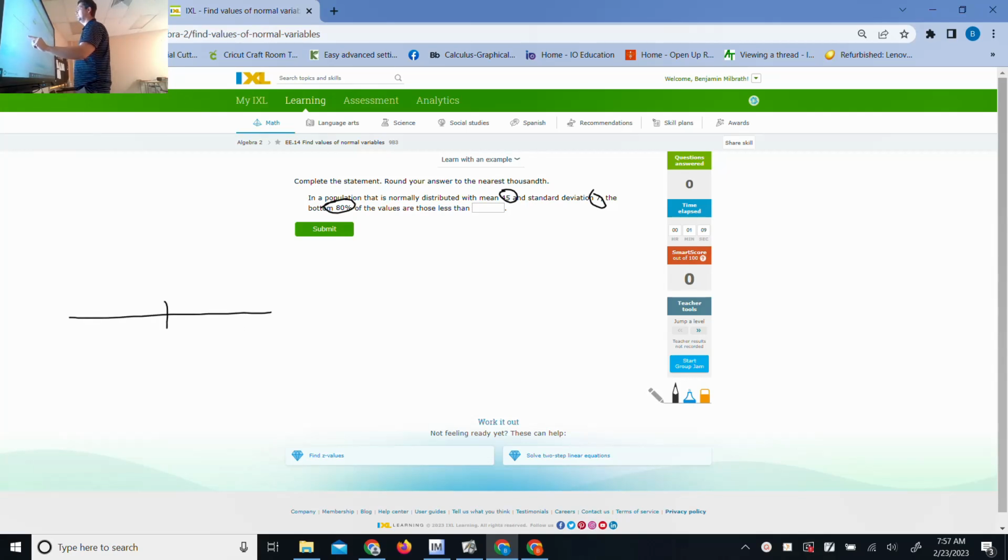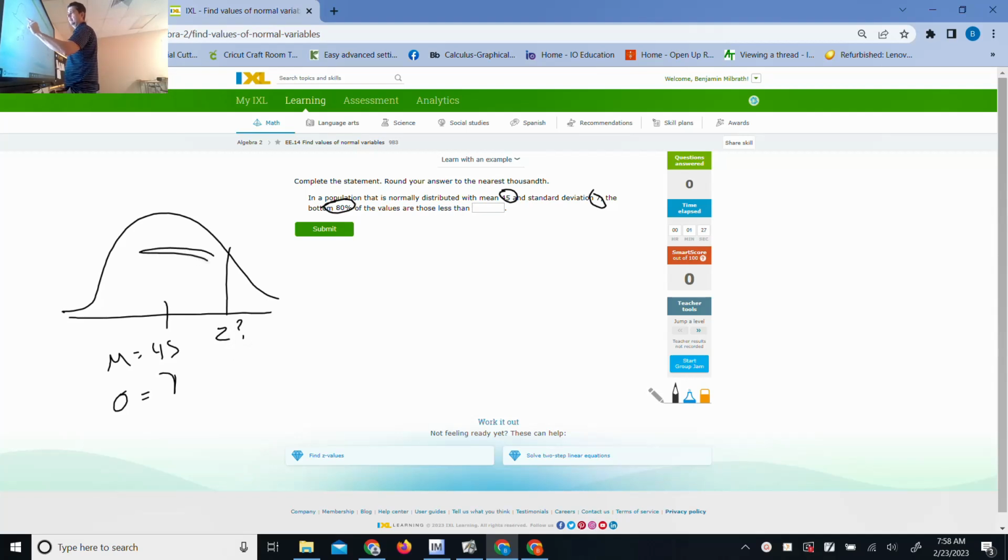So here's your mean in the middle, it's 45. Your standard deviation, sigma, is 7. And you're finding the bottom 80. So you want to know what this z-score is, because you're finding this bottom 80. Well, the area is 0.8. So if you did ixlee13, this thing's not much different. The difference is we put in the mean and the standard deviation. In ixlee13, the mean was 0, the standard deviation was 1.